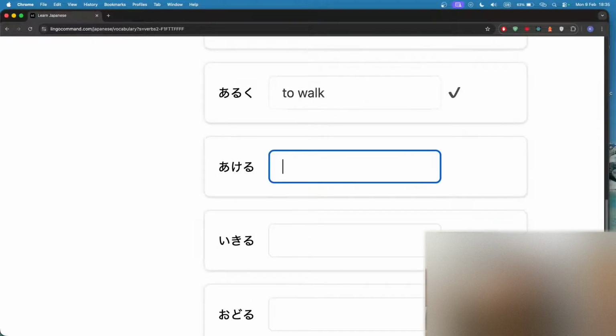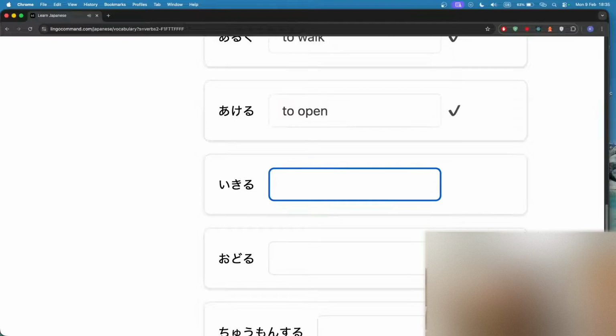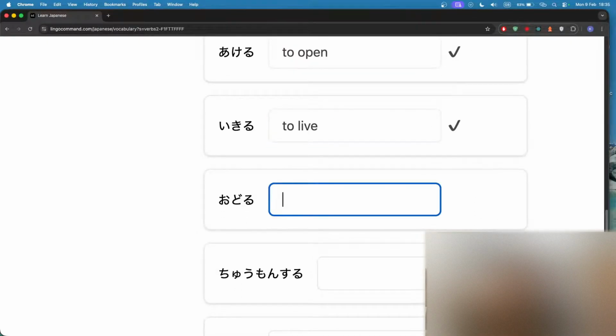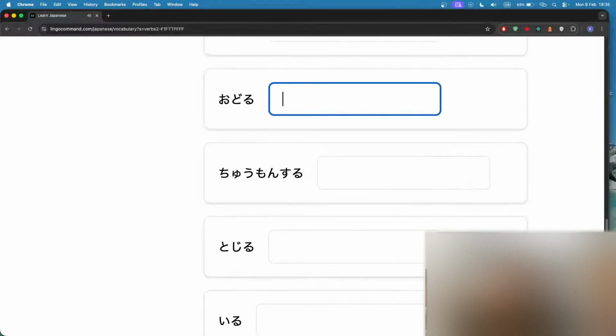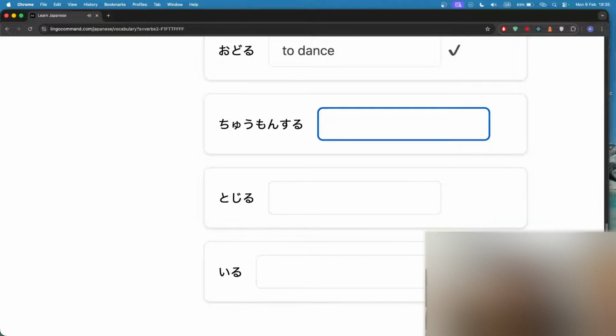Aruku is to walk. Akeru is to open. Okay. Ikiru is to live. Odoru is to dance. And then next one, chumon suru is to order, as in product. Just to order an item.